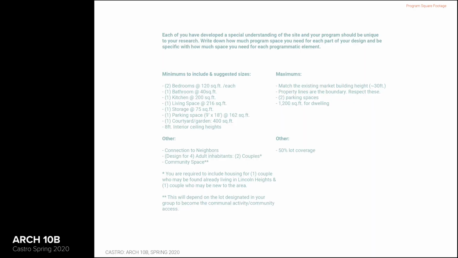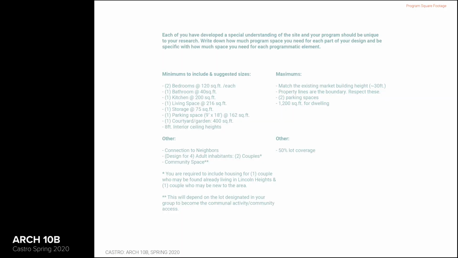I mentioned matching the existing market building height at about 30 feet. We're going to respect the property lines, and these are the boundaries that we are set to follow. We're going to provide a maximum of 2 parking spaces. I don't want someone to build a parking lot, which is essentially what the site already is in the front part, right? So maximum will be 2 spaces.